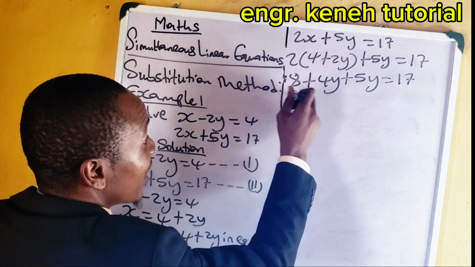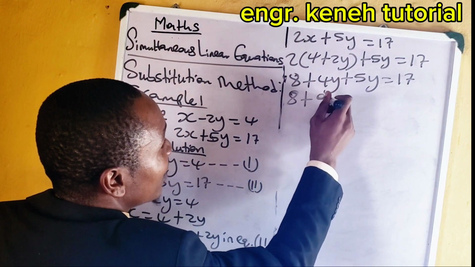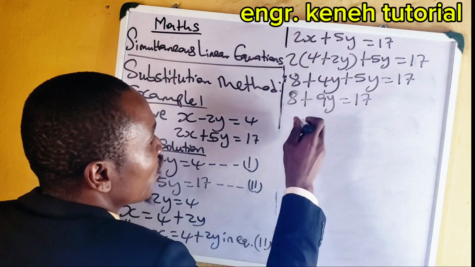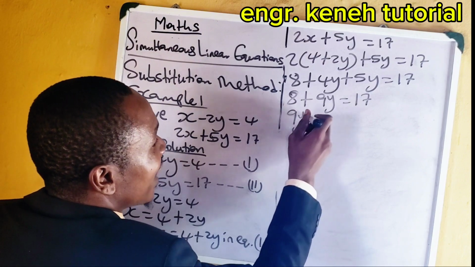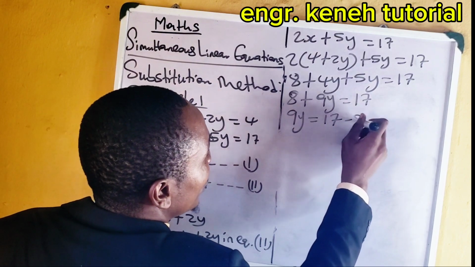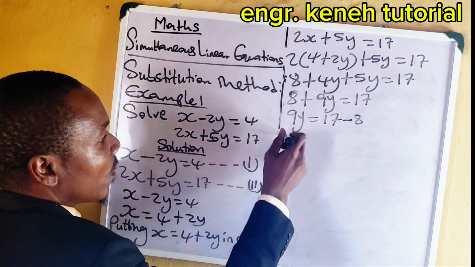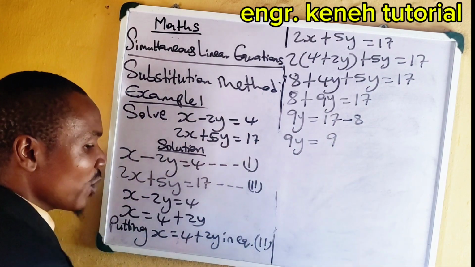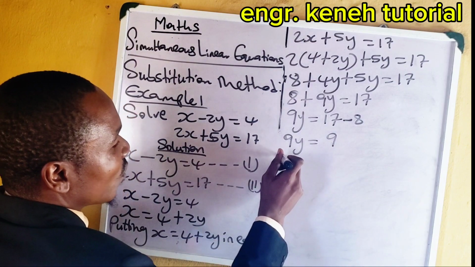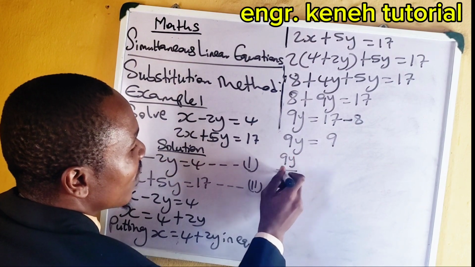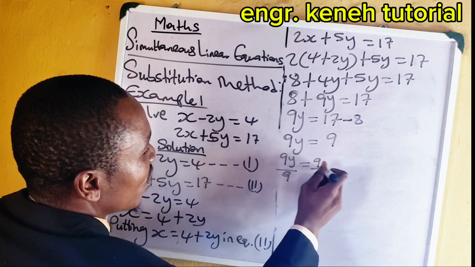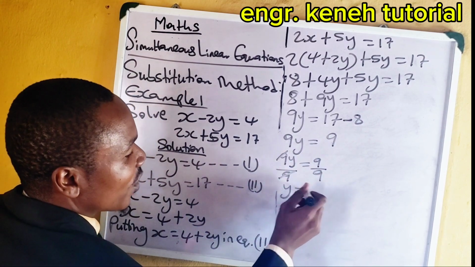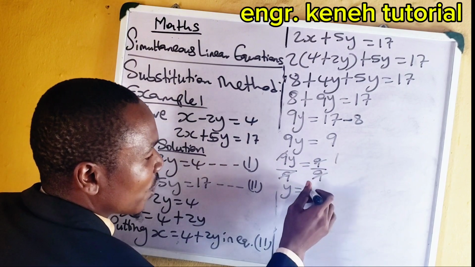All right, so when you add together, this will give me 9y equals 17. This 8 is positive; coming over here it should become minus. So we have 9y equals 17 minus 8. Can you see that? When you subtract, you have 9. Divide both sides by the coefficient of y. So you have 9y over 9 equals 9 over 9. Cancel this, cancel that. We have y equals, when I divide this, 1 like this.